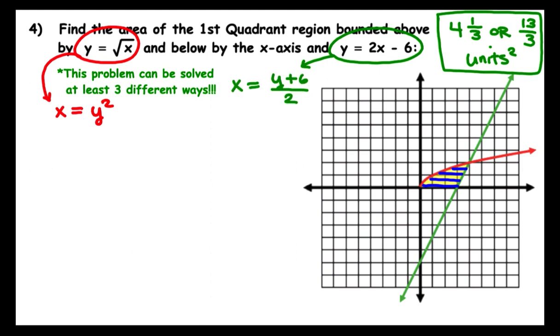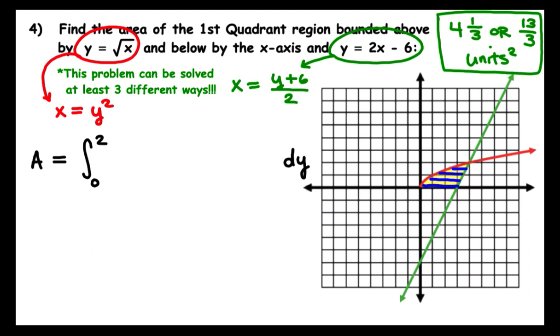All right, now I'm ready to integrate. The area is going to be the integral from 0 to 2. Remember, 0 and 2 are y limits, so I'm going to have a dy at the end. You never, ever want to mix x's and y's together. You never want to mix any variables together when you're integrating. It's either all x's and dx's and x limits, or it's all, like in this case, y's, dy's, and y limits. Don't mix.